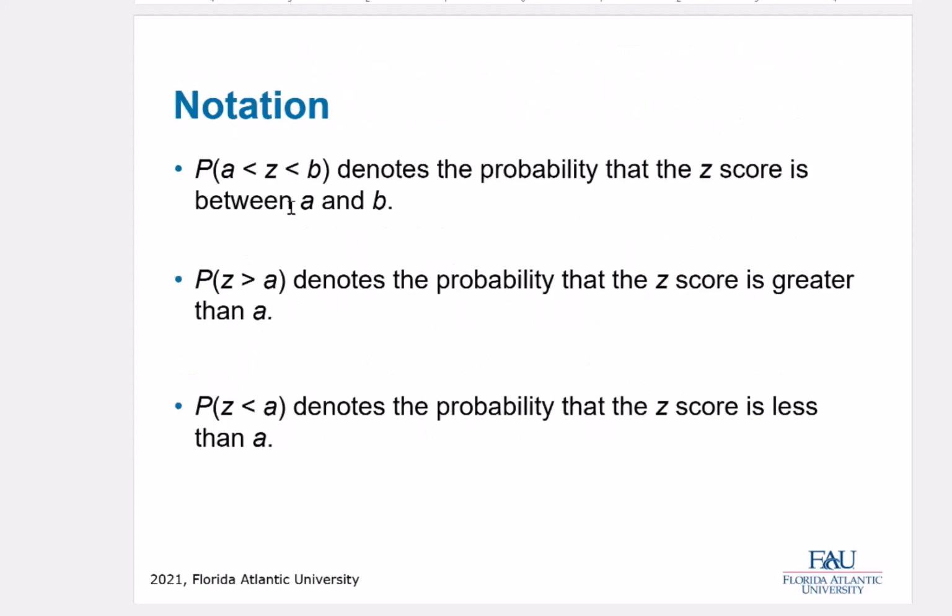Different notations. This is saying we want the probability that our Z number is between A and B. We would write it like this: A is less than Z and Z is less than B. This, of course, is Z is greater than A, and this is Z is less than A.